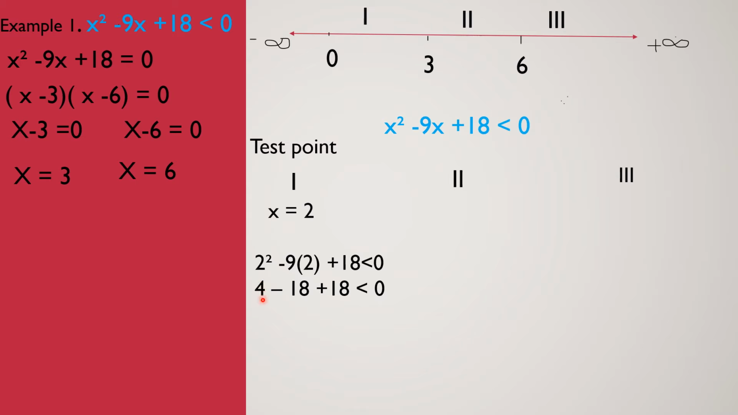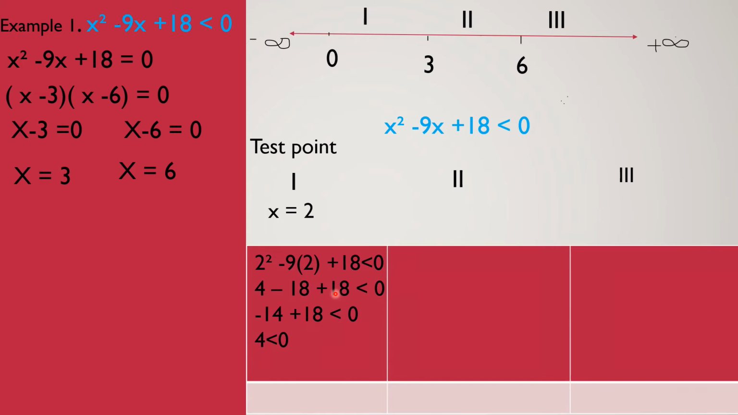So 2 squared, that is 4. Negative 9 times 2, that is negative 18 plus 18. And then negative 14 plus 18 less than 0, and that is 4 less than 0. Is 4 less than 0? Is it correct? No, so it's false. Now, you will learn later why it is true or false. We need that.